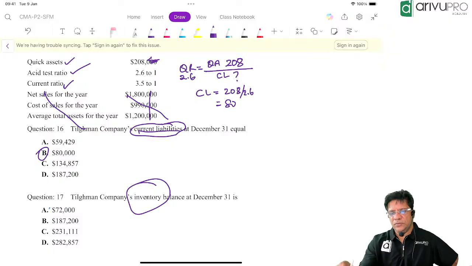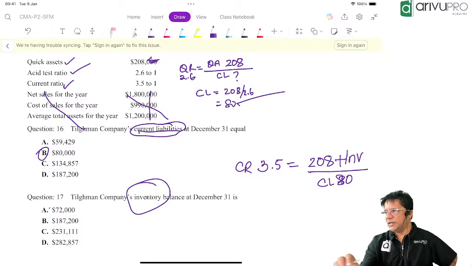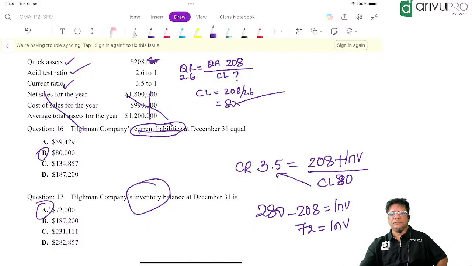So, current ratio, how much? 3.5 is equal to 208 plus inventory, divided by current liability. We got current liability now, 80. 80 into 3.5, how much? 280, right? Cross multiply, 280. 280 minus 208, inventory. 72 is the inventory. Very good.